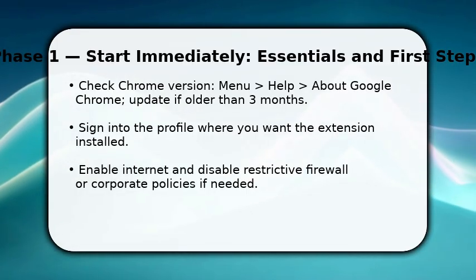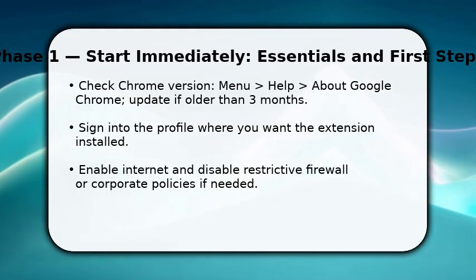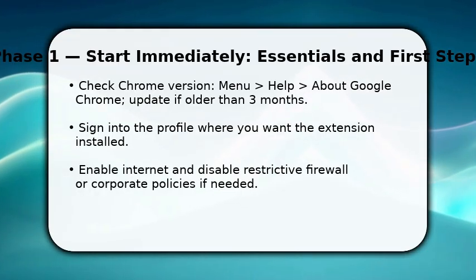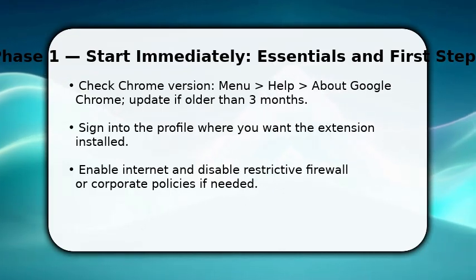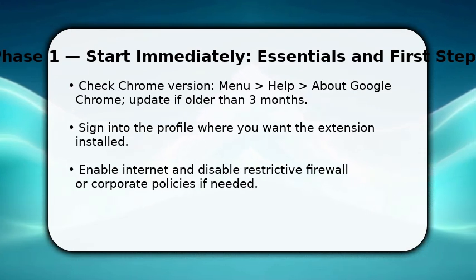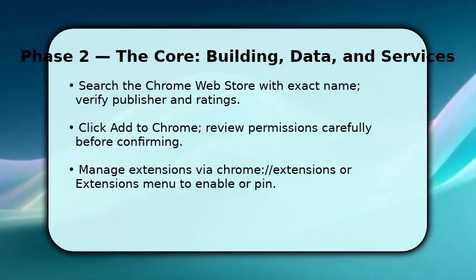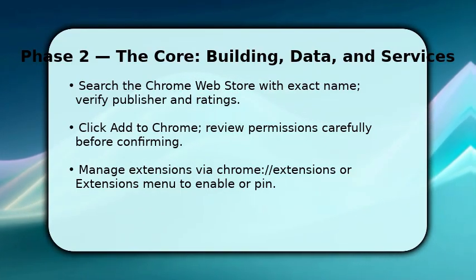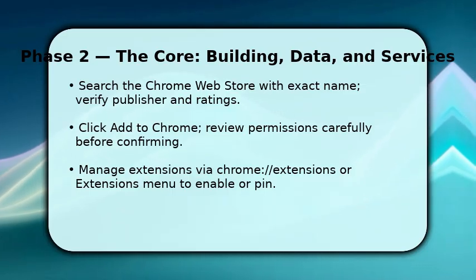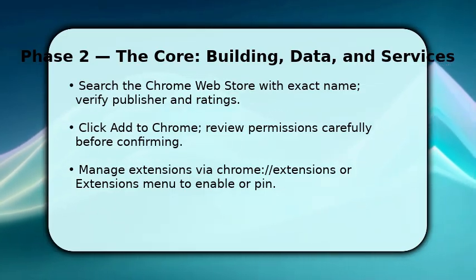Next, ensure you have internet access and no corporate or strict firewall rules blocking the web store, otherwise installation will fail. Now, go to the Chrome Web Store to find the extension you need. Search the Chrome Web Store using the exact extension name and check the publisher, rating, and recent reviews to avoid malicious clones. Once you've found the correct item, click Add to Chrome, read the permission list.